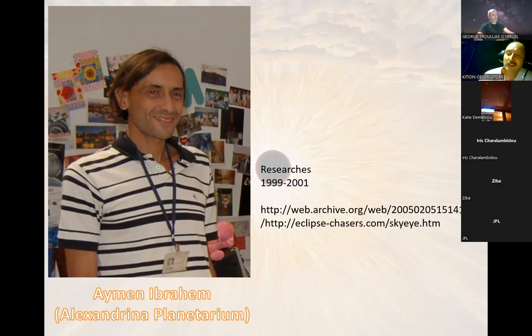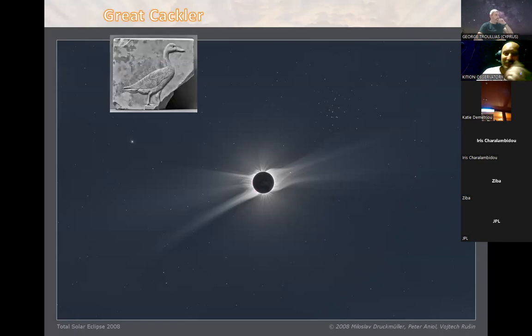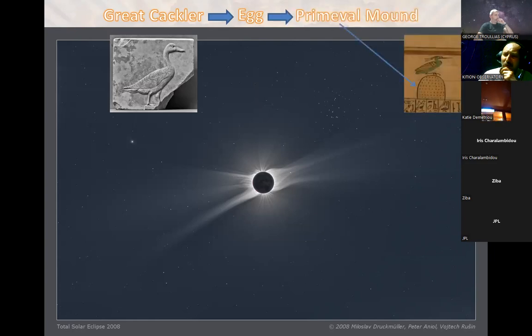He found out that Egyptian mythology contains a description of a total solar eclipse. For example, he found that there is the great Kekler, and here he is. He gave birth, he produced an egg, and this is our egg. He produced not just an egg, he produced a black egg. And from that black egg came the primeval mound, and out of that primeval mound came the god Ra, god of the sun. So what do we have?